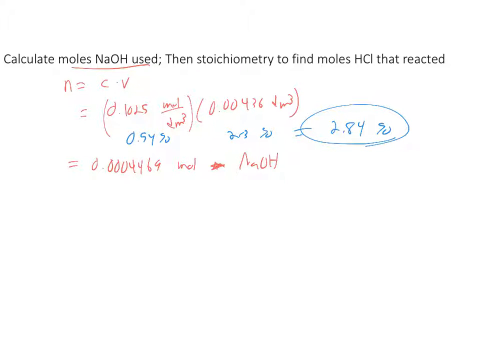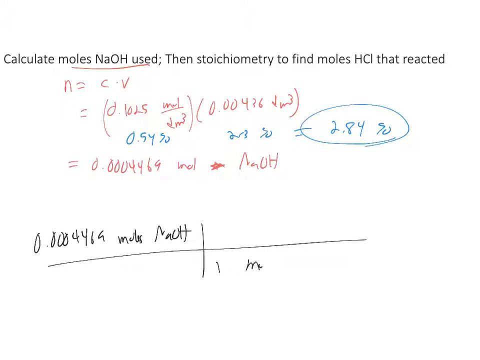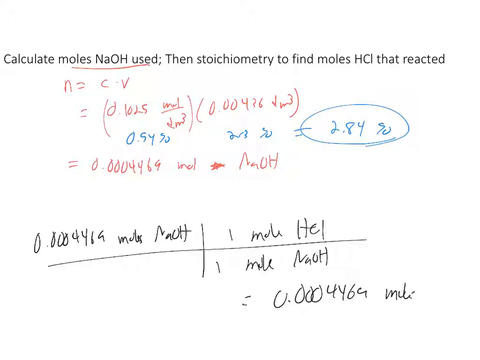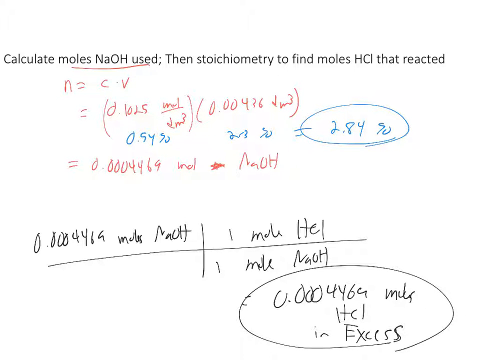Next, we need to use stoichiometry to find the moles of sodium hydroxide that reacted with the hydrochloric acid. So I have 0.0004469 moles of NaOH. And I know that for every 1 mole of NaOH, I have 1 mole of HCl. So that means I have 0.0004469 moles of HCl in excess. These were the moles of HCl in excess.